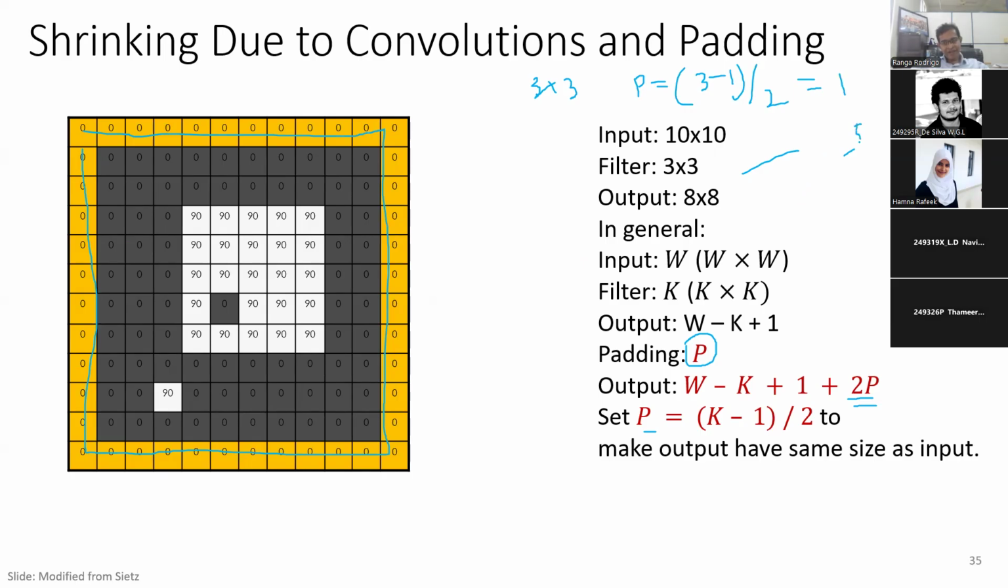For a 5 by 5 filter, P has to be 2. For a 7 by 7 filter, P has to be 3. Like that, we select the padding sizes. So P is equal to K minus 1 divided by 2. Output size is W minus K plus 1 plus 2P. This makes the output have the same size as the input. You pad like that.